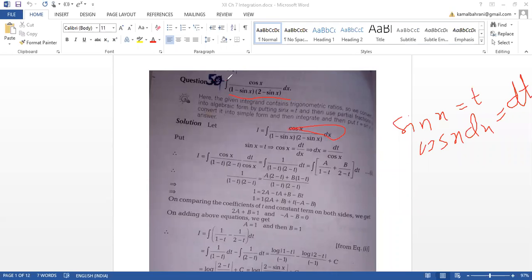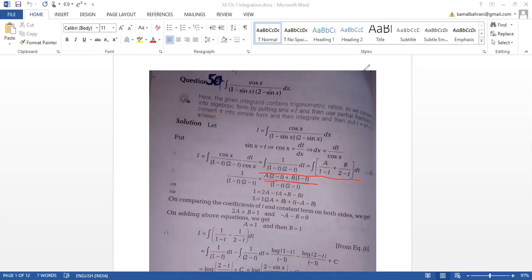Now dt upon (1 minus t)(2 minus t), because sin x is kept as t. So now this is a very easy partial fraction. You can write this in the form a upon 1 minus t plus b upon 2 minus t. Now you can get the values of a and b by cross multiplying: a into (2 minus t) plus b into (1 minus t) is equal to 1.